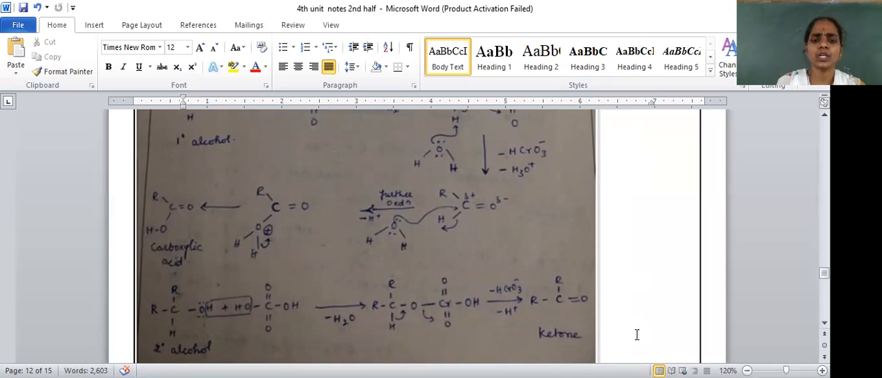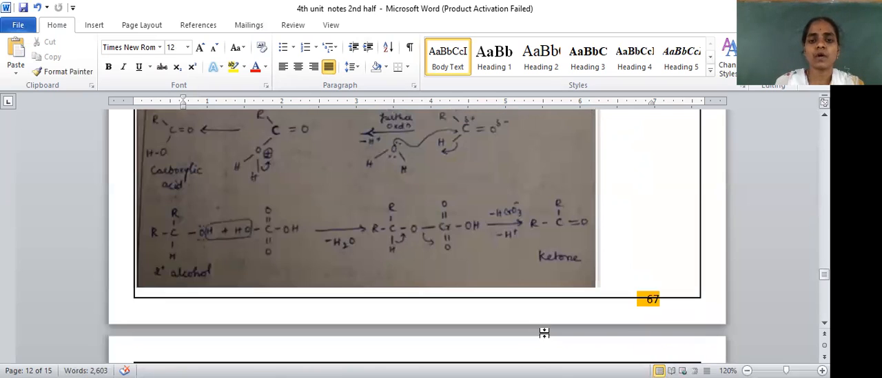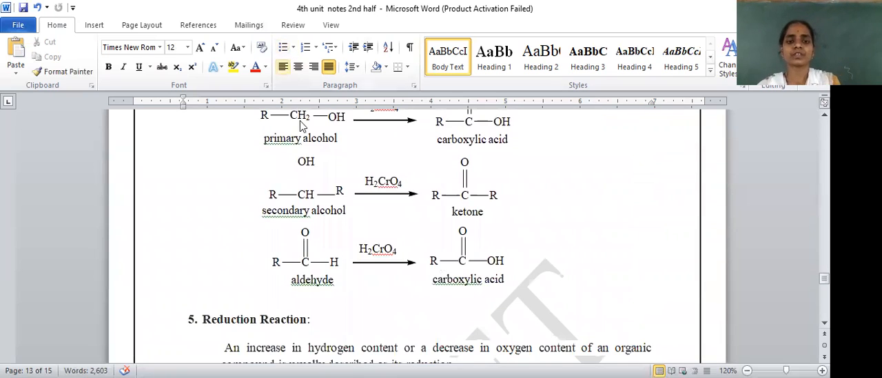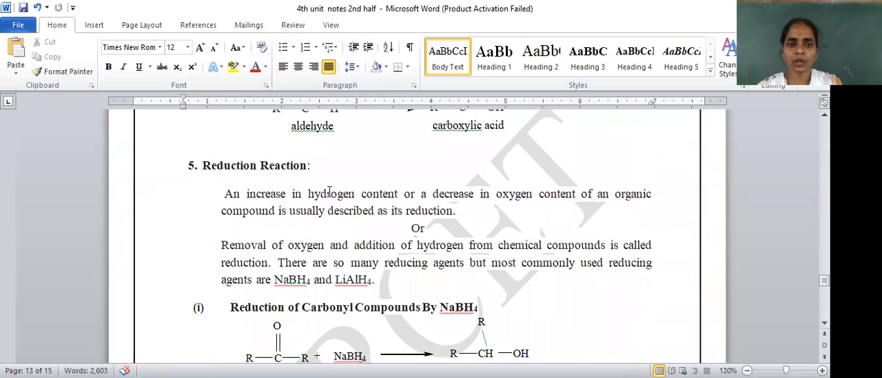The same reaction occurs with ketones also. With chromic acid, RC, here two R groups are there. Same mechanism: the chromate ion removes the H as water, forming R C double bond O, which is removed as HCrO3 minus and H plus. R C double bond O is forming a ketone. So the primary alcohol forms a carboxylic acid as the final product, the secondary alcohol forms a ketone, and the aldehyde forms a carboxylic acid.